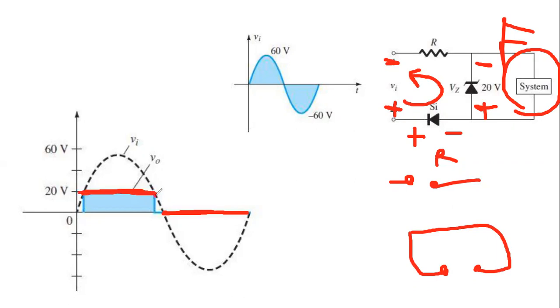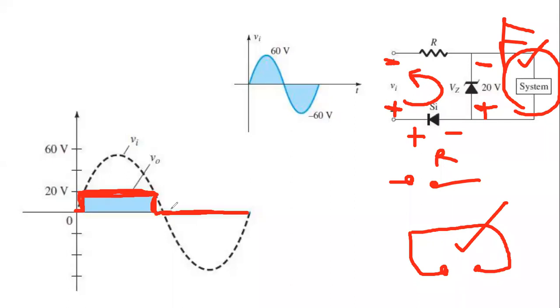But in the negative cycle, the output will be 0, because in the negative cycle the silicon diode is reverse biased or open circuit. So the circuit is not completed. The circuit is open circuit, there will be no current flow. When there is no current flow, the system will get the output voltage as 0.